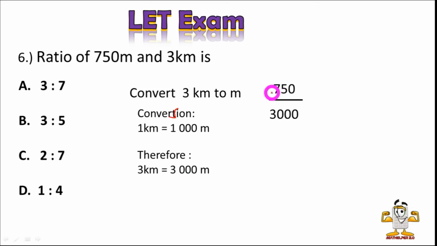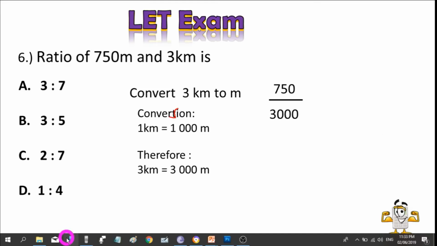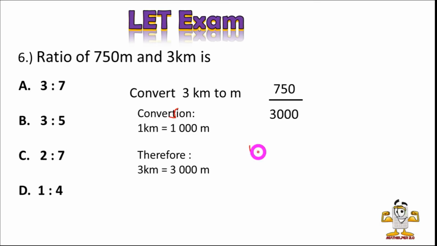So divide mo lang natin to using calculators dahil malaki po yung numbers. So 750 divided by 3,000 equals 1/4. So yung 1/4 is equal to also 1:4. So the correct answer is letter D.